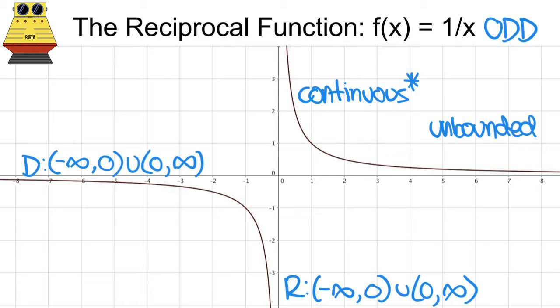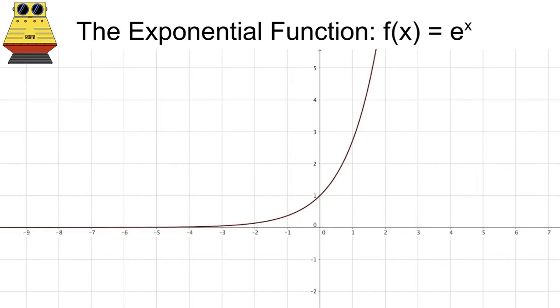One unique thing about the reciprocal function is that it's actually always decreasing. Check it out. When you start from left to right, it decreases, but then it jumps to the top, and then it keeps decreasing. On the other hand, the exponential function e to the x is always increasing.